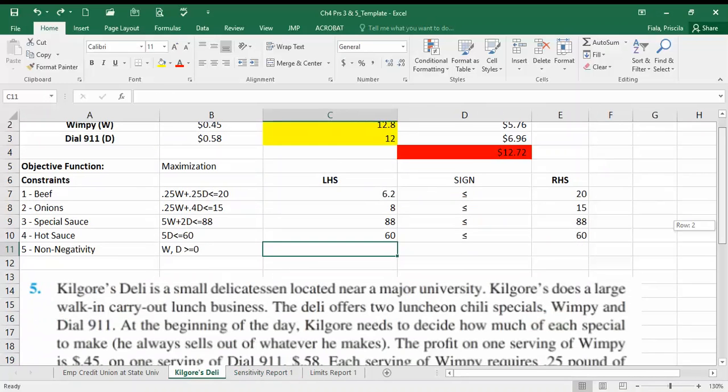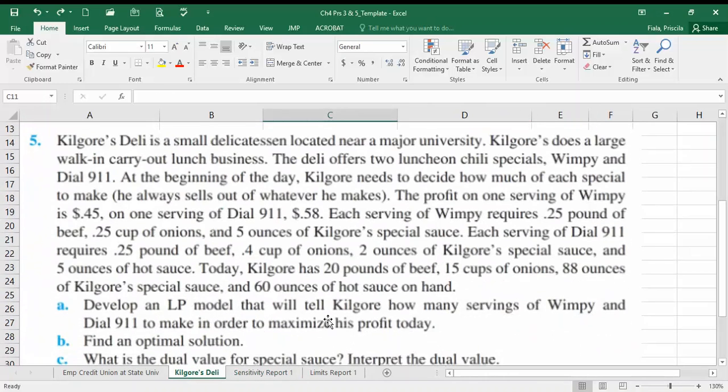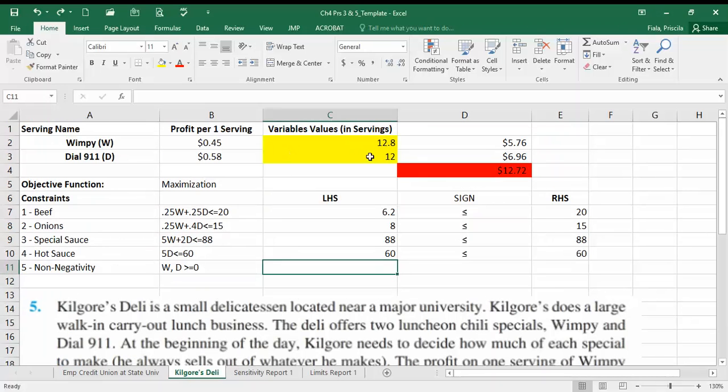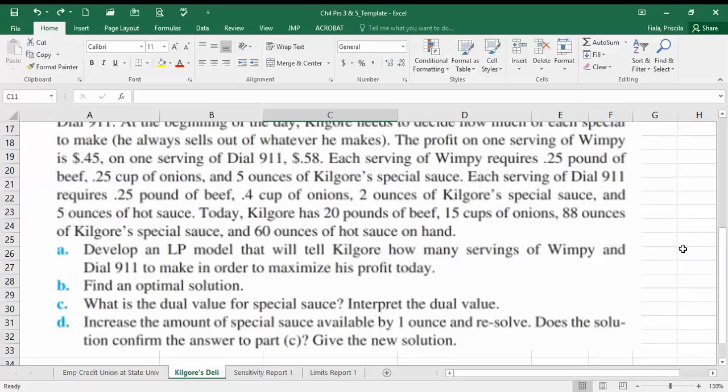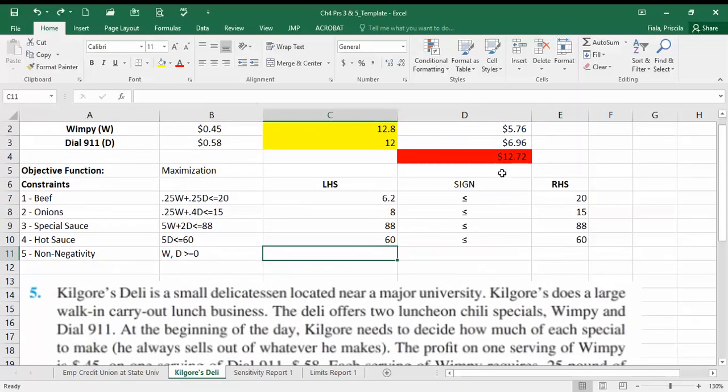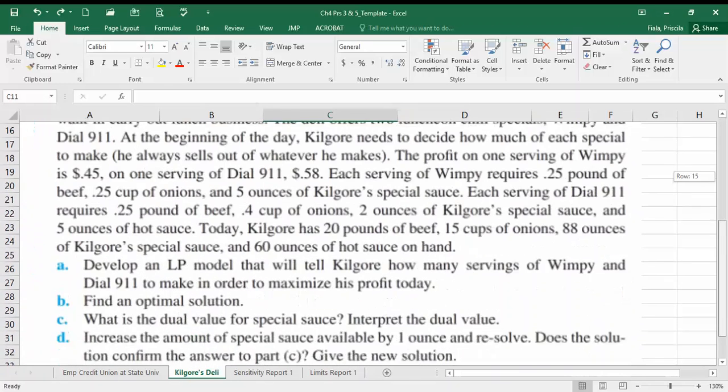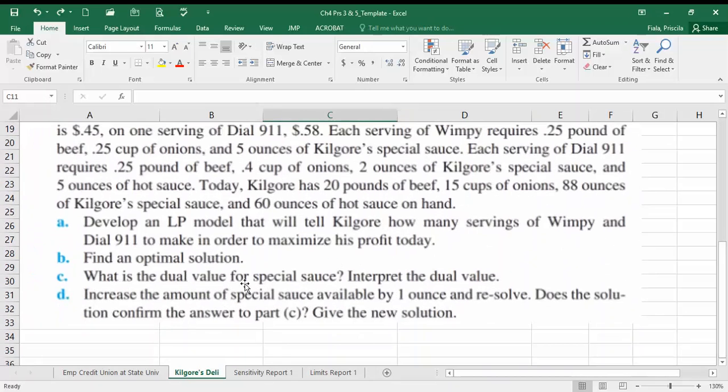So right here it told you how many servings of Wimpy and Dio 911 to make in order to maximize his profit today. Well, today would be 12.8 servings or about 13 for Wimpy and 12 for Dio 911. B, what is the optimal solution, which is a combination of everything. So my dollar value is $12.72. What is the dual value for special sauce? Give an interpretation for the dual value.